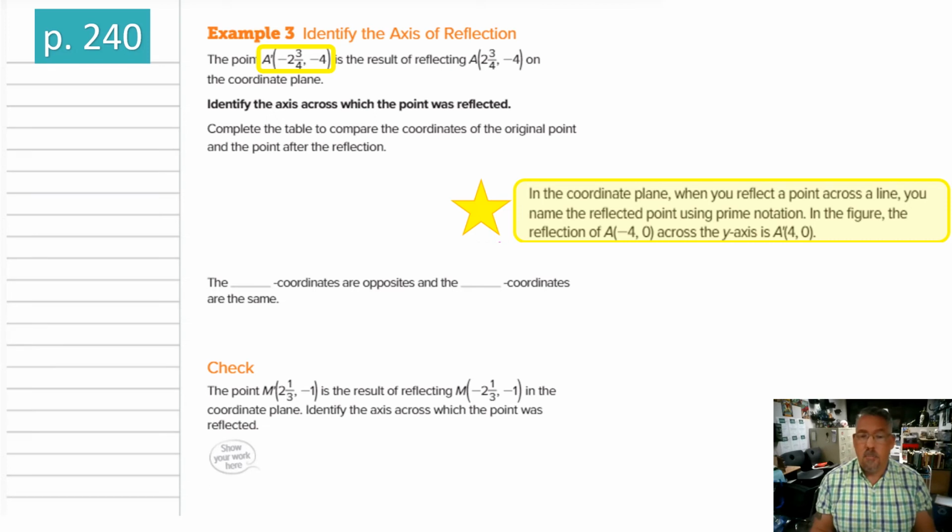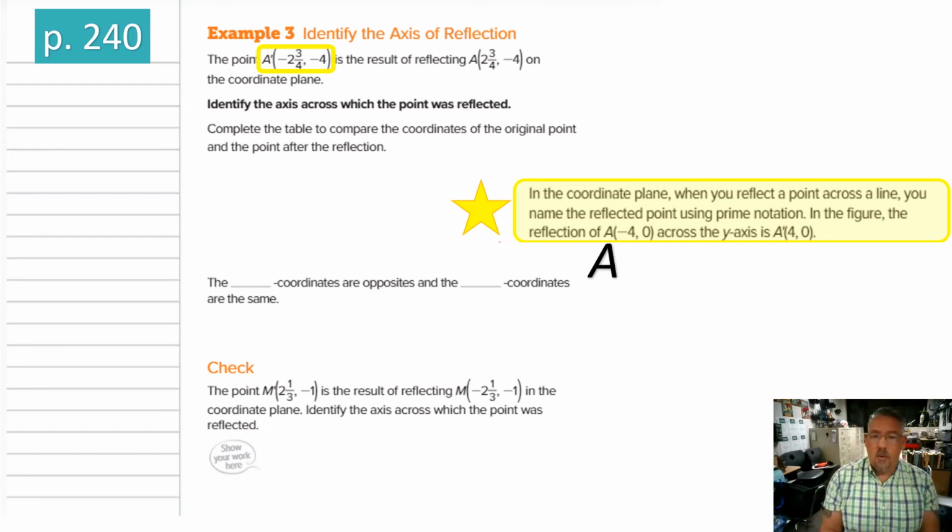Prime notation is simply showing you with symbols and letters what a reflection is, or which one is a reflection. The note from the book on that first page says, in the coordinate plane, when you reflect a point across a line, you name the reflected point using prime notation. In the figure, the reflection of point A at -4, 0 across the y-axis is the reflection of 4, 0.